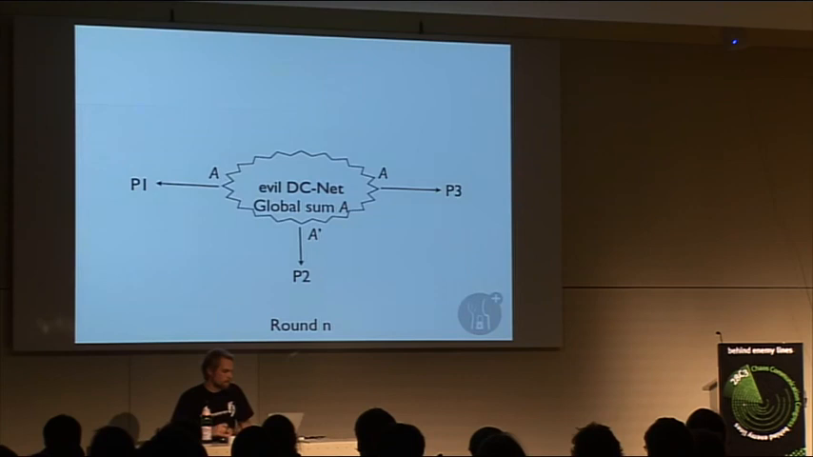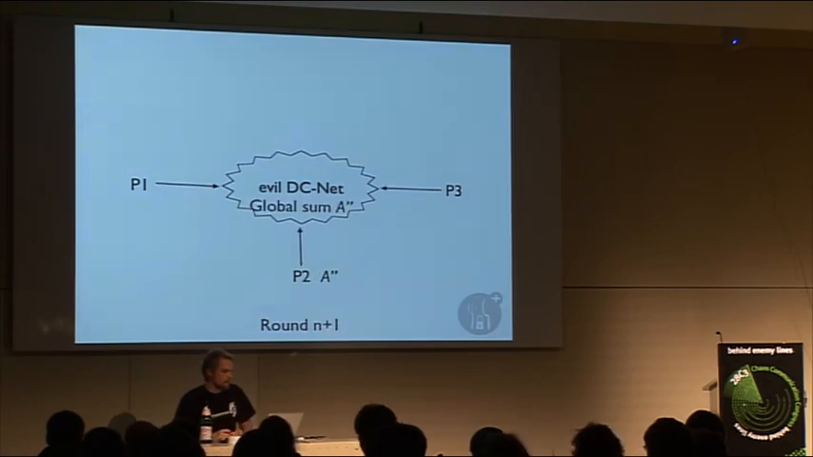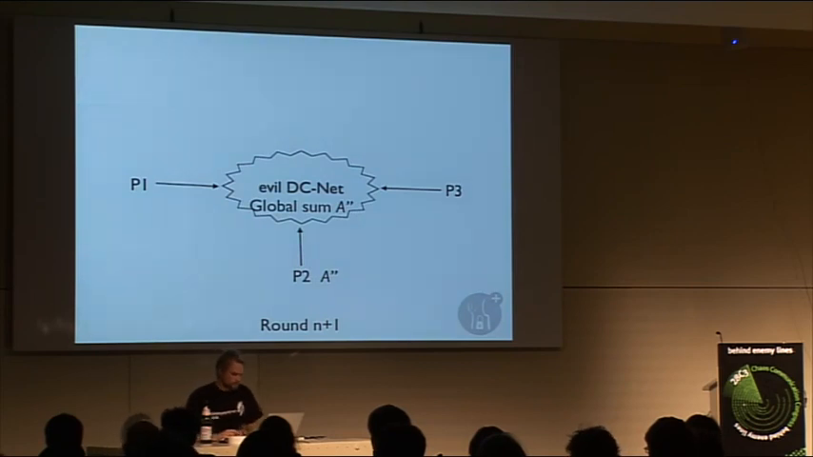So I will give you an example. The evil DC network would broadcast the global sum A to participant 1 and participant 3, but A' to participant number 2, in round N. And if the evil DC network observes an answer A'' to the global sum A' in one of the following rounds, it can only be from participant number 2, because all the other participants did not receive A', but only A. So the evil DC network would know that participant number 2 was the real recipient of this message. And it also knows that the reply is A''.